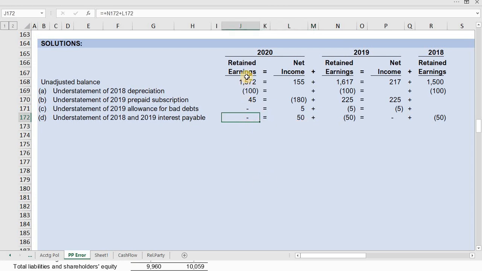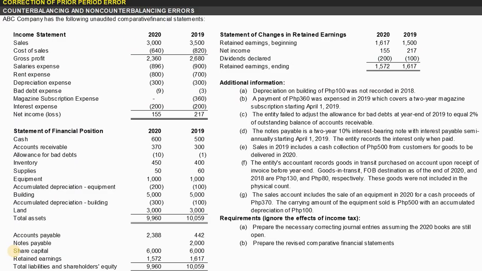And again, why is the retained earnings at the end of 2020 already correct? Because the maturity of the notes payable is on October 1, 2020, which means that all interests have already been paid and all interest expense have already been recorded. Now let us proceed to letter E. So sales in 2019 includes a cash collection of 500 pesos from customers for goods to be delivered in 2020.